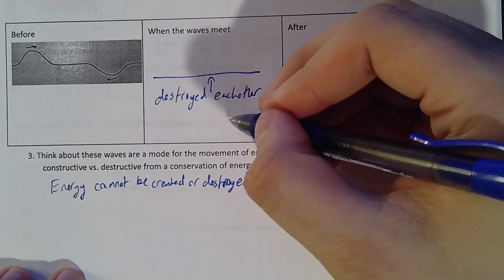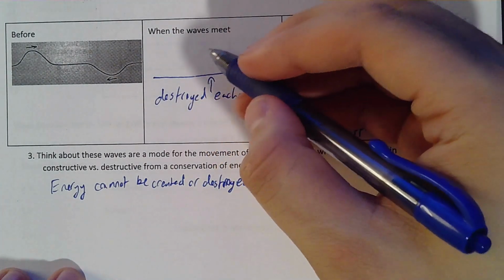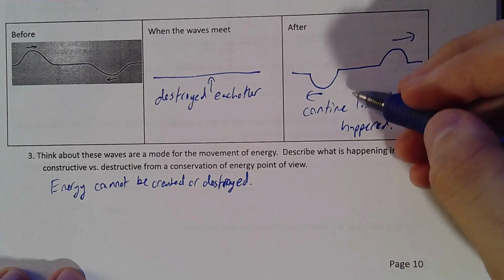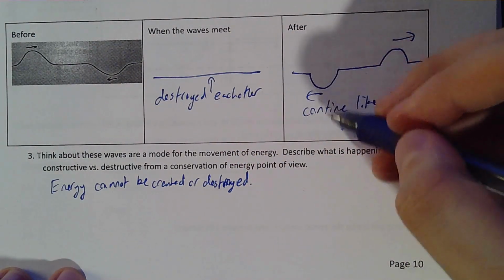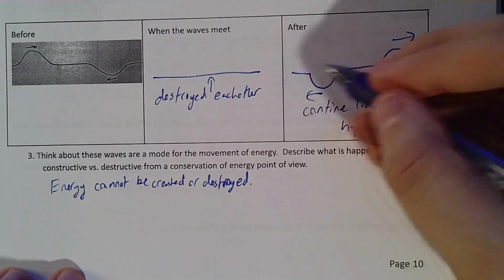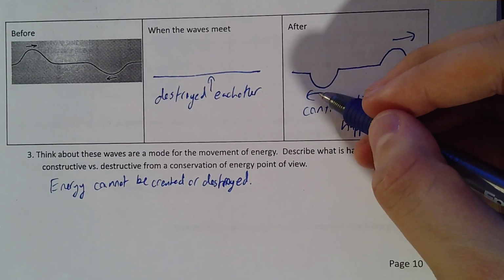That makes this kind of weird because note how the waves destroy each other in this specific space. But note how the information is still recorded. It will continue on. Energy is still conserved. It wasn't created or destroyed. It was just counteracting another energy.